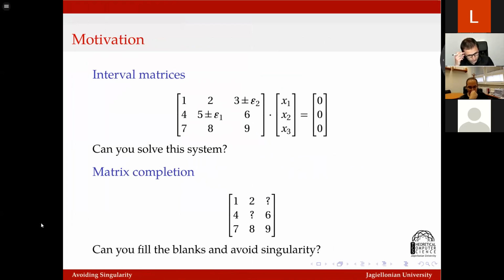This was the notion that we were working with, and we soon realized that those real values do not really matter. Equivalently, we can ask ourselves: given a matrix over some field, can we fill the blanks to avoid singularity? There are two places in this matrix that are not yet decided, and we want to fill them and have the matrix non-singular.